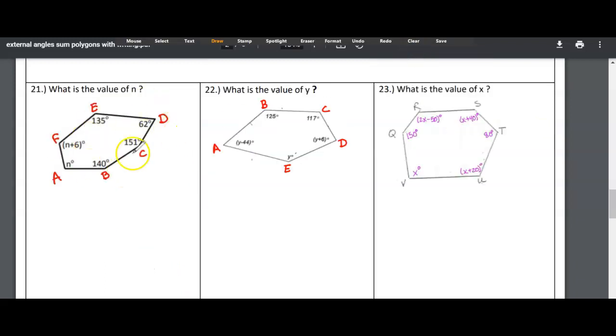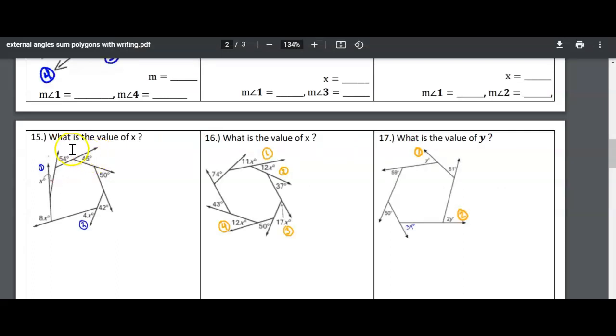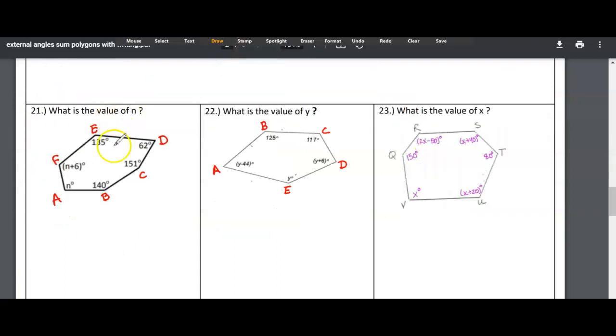Okay, so these are not exterior. These are inside. See how these are inside? And see how these are exterior? They're outside. So they're different. Exterior will always add up to 360, right? The sum of the exterior angles will always. So that's not true with interior.